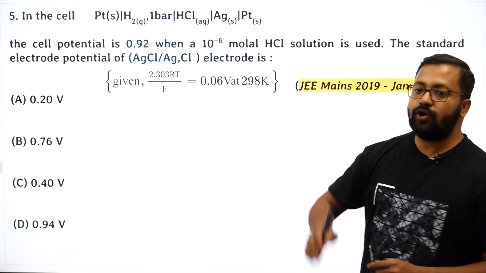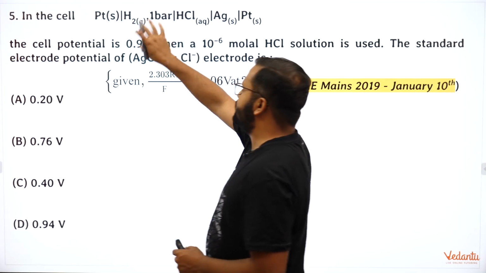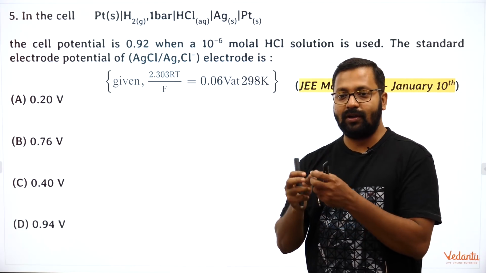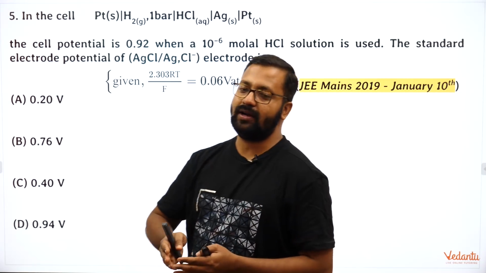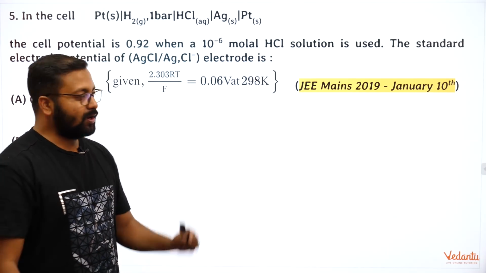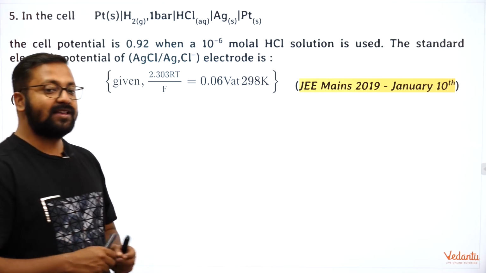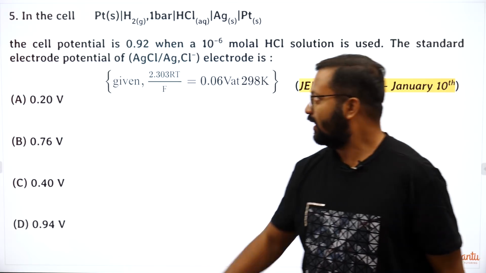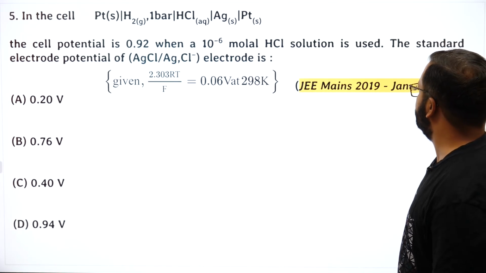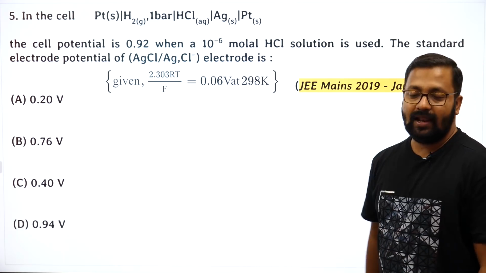Okay, so let's see how do we solve this question. In the cell, platinum hydrogen, which is at 1 bar, HCl, Ag. So in an electrochemical cell, there is a silver electrode and there is HCl solution and there is a gas electrode like hydrogen. The cell potential is 0.92 when 10 raised to minus 6 molar HCl solution is used. The standard electrode potential of AgCl electrode.